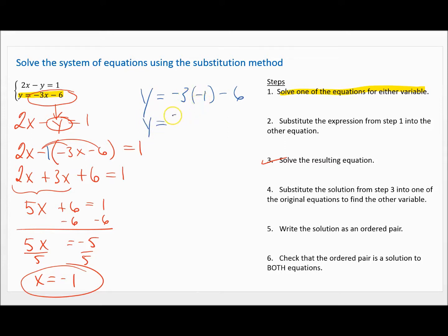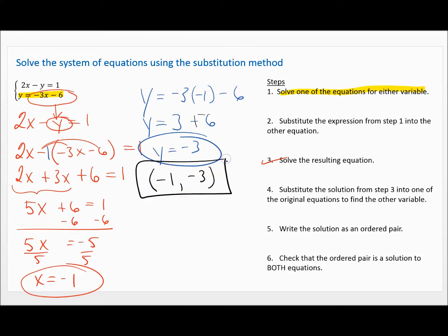Negative 3 times negative 1 is positive 3 minus 6. And you know that you can do the keep-change, right? And that gives me negative 3. So y is negative 3. So my answer is going to be x first, which is negative 1, y is negative 3, in ordered pair form. Finally, I can check it.